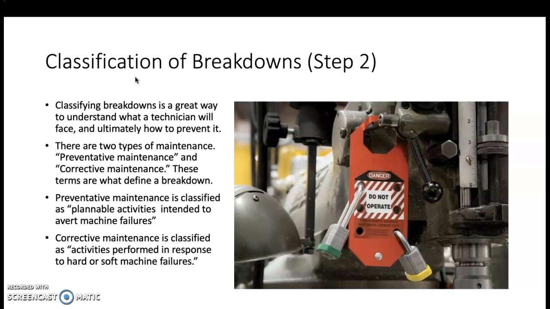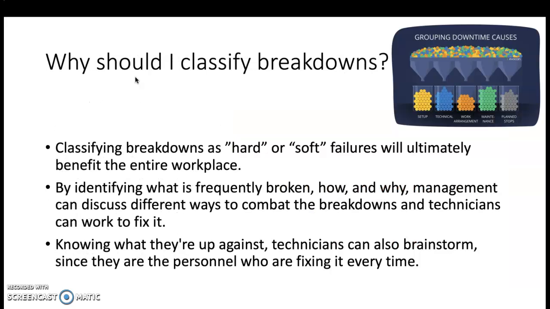So it's defining it right here. Preventative maintenance is classified as plannable activities intended to avert machine failure. Corrective maintenance is classified as activities performed in response to hard or soft machine failures, and we'll get to that. Classifying breakdowns as hard or soft failures will ultimately benefit the workplace.